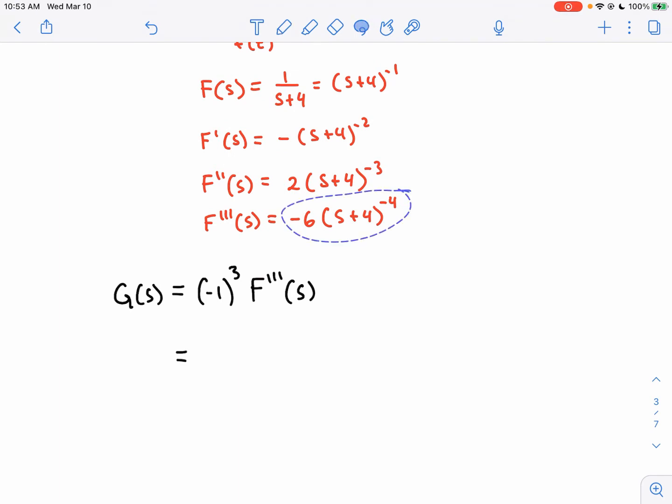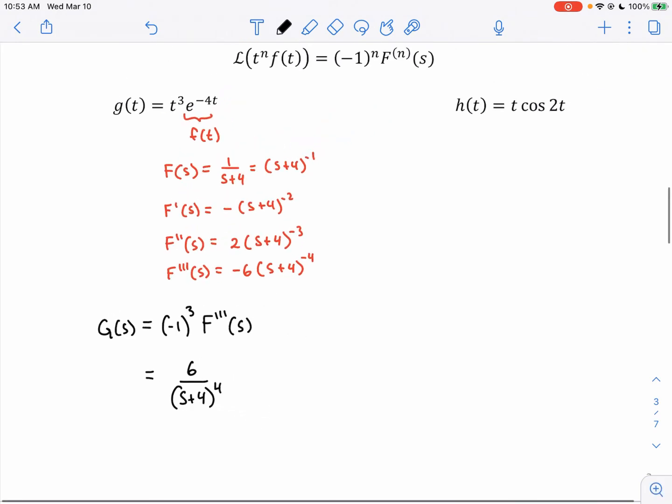So putting these pieces together, we get negative 1 cubed is negative. Also, the third derivative is right here, so we're going to do negative 1 times negative 6. So we're going to get just 6 in the numerator, and then I'm going to move that s plus 4 raised to the 4 down to the denominator. And here is our Laplace transform.